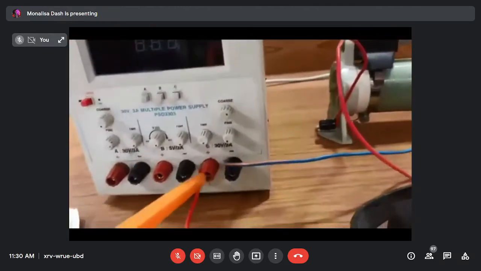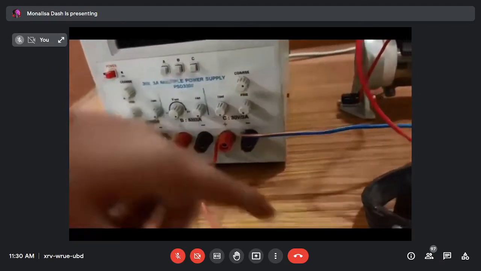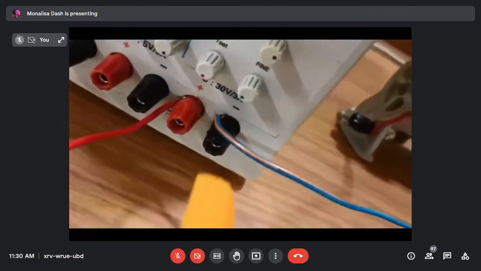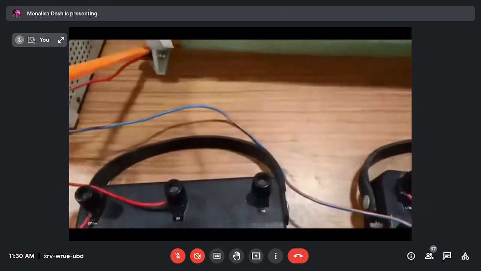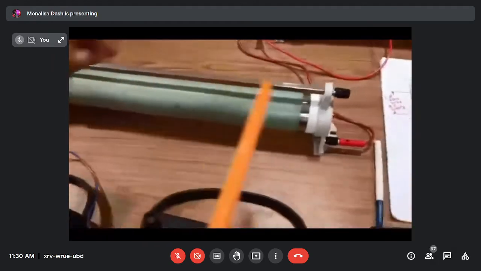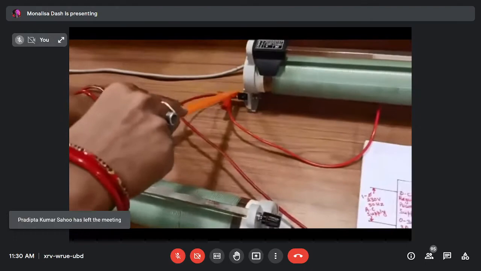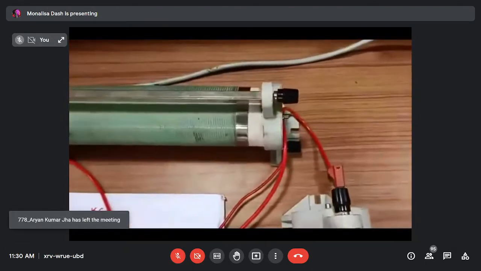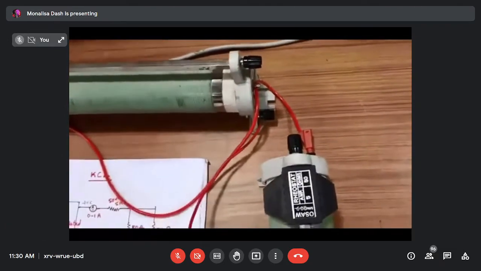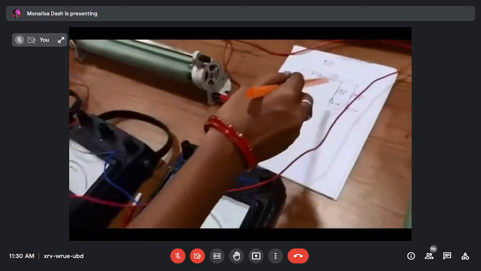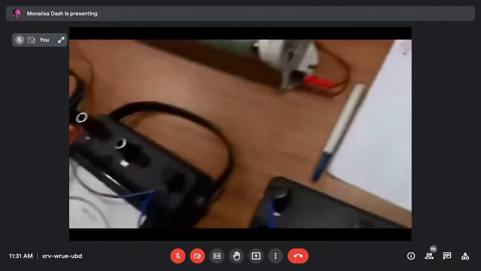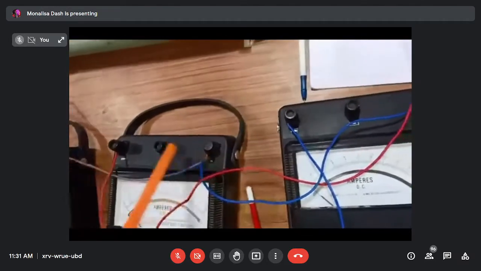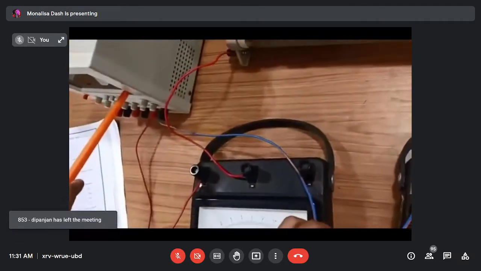Then come to our connection point. In the DC regulated power supply, this is our positive, this is our negative. Positive point to the common of the ammeter, then 2 ampere to the rheostat first end, and first rheostat second end to second rheostat first end, and second end of the rheostat to ammeter common. This is the second end of the rheostat, and this is the ammeter common point, and ammeter 1 ampere to our DC regulated power supply.